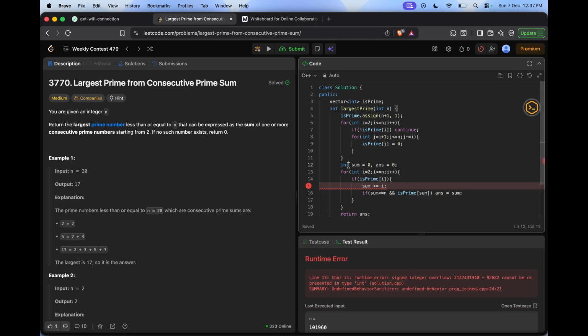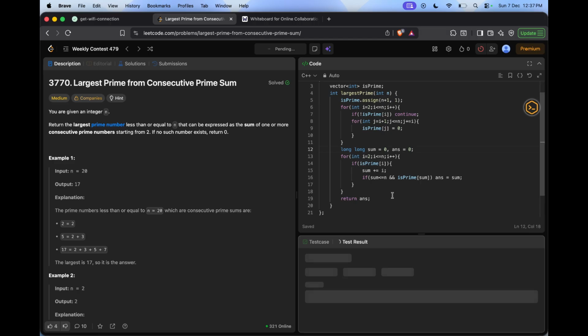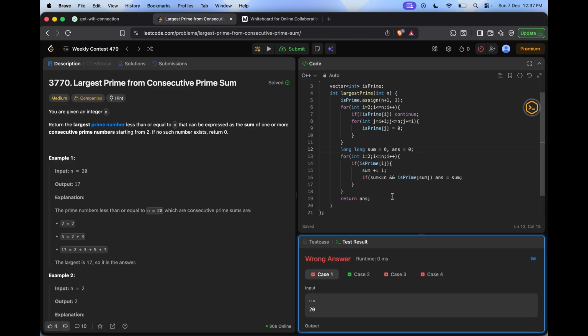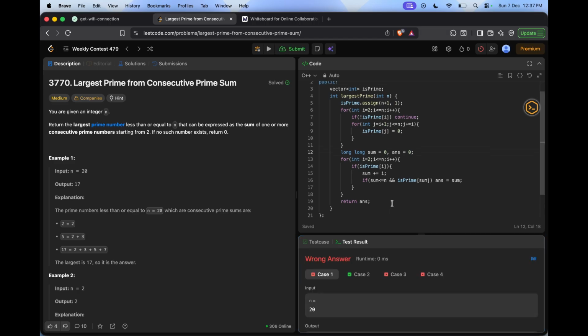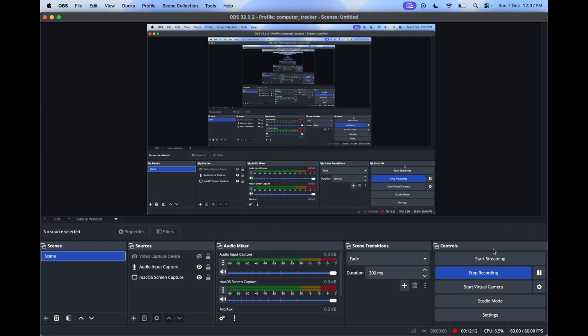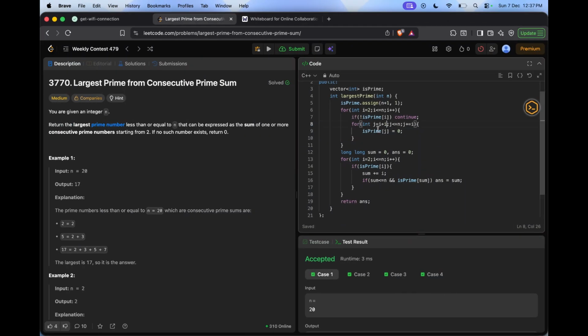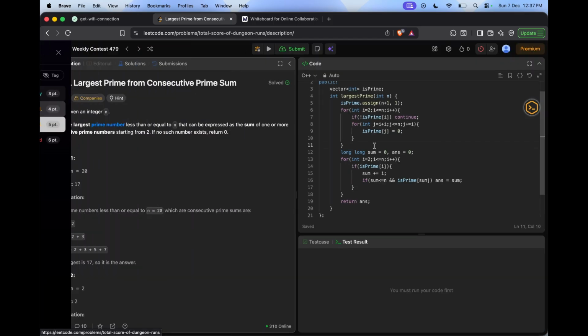Problems of long long. Assign everything as long long. Okay. A typo: j is equal to i plus i, and it passes all the test cases. Alright. Let's move to the next problem.